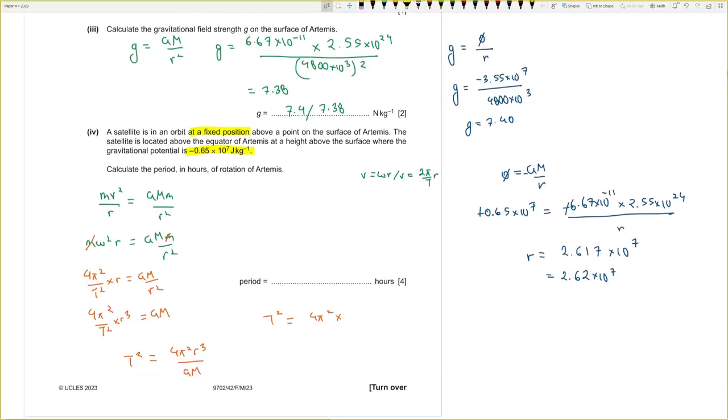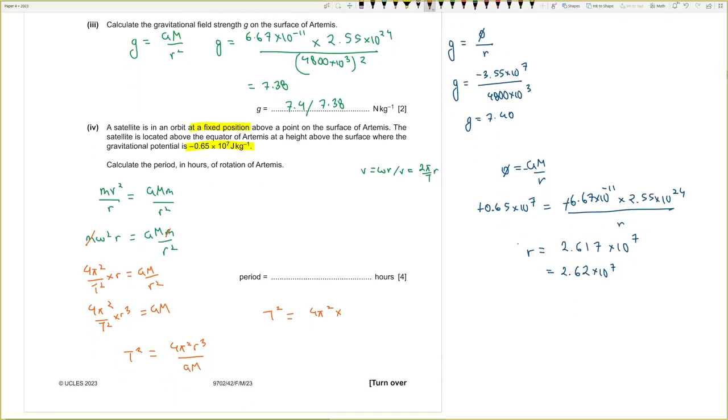Alright guys? So T squared is equal to 4 pi squared times r cubed, 2.62 times 10 to the power 7 cubed, by GM, 6.67 times 10 to the power minus 11 times 2.55 times 10 to the power 24. Let's do this. 4 pi squared times (2.62 times 10 to the power 7) cubed by 6.67 into 10 to the power minus 11 times 2.55 into 10 to the power 24.